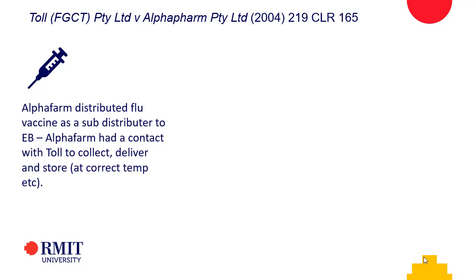Alphapharm had a contract with actually a company called Fine-Moores at the time, but Fine-Moores ultimately became part of the Toll group, which is why Toll is a party. So I'm going to use Toll as the name here. And Toll's job was to collect, deliver and store these flu vaccines. It was really important that the vaccines were transported in the correct way and maintained at the right temperature.